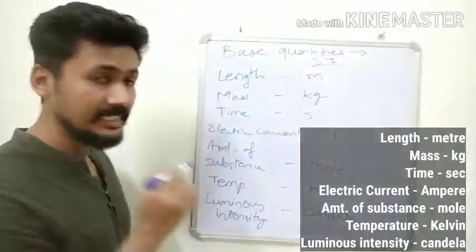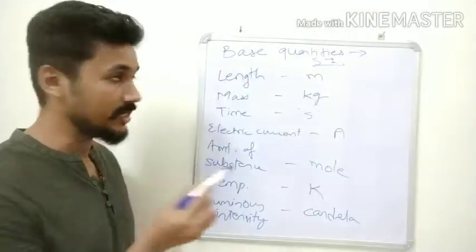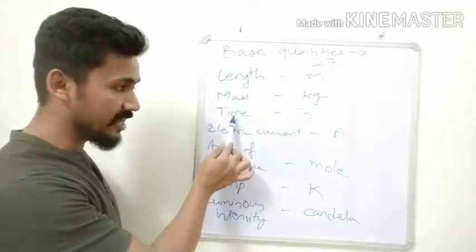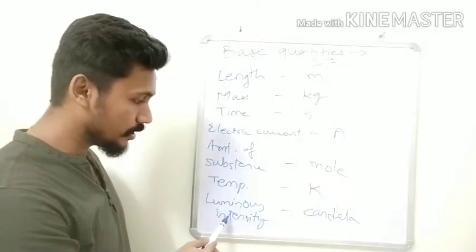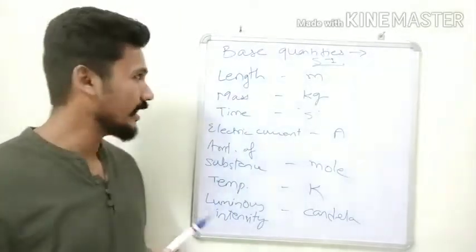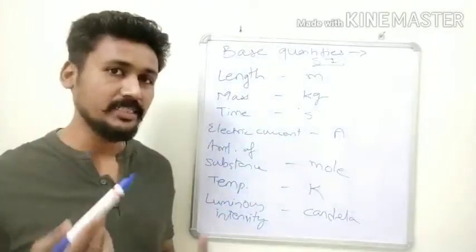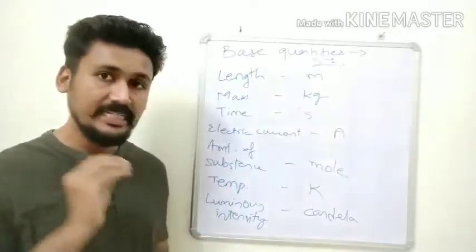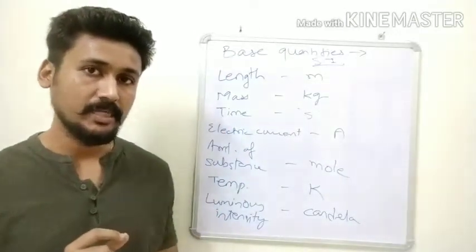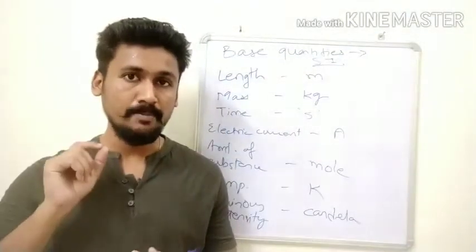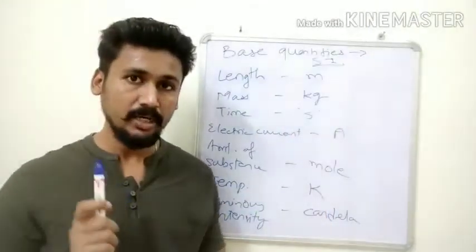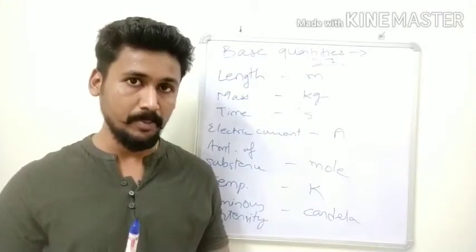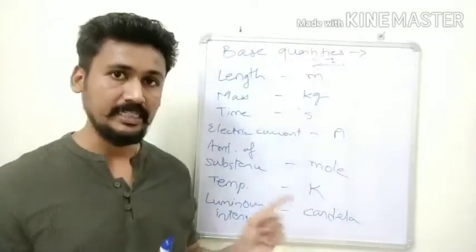So these are the 7 fundamental or base quantities: length, mass, time, electric current, amount of substance, temperature, and luminous intensity. Now I said first, second, third, but there is as such no first, second, third for them; these are just the 7 fundamental quantities. You should remember the names of all these 7 quantities, and you should know their SI units. Okay, very important for us to understand these 7.